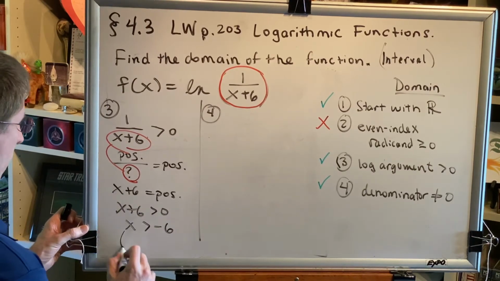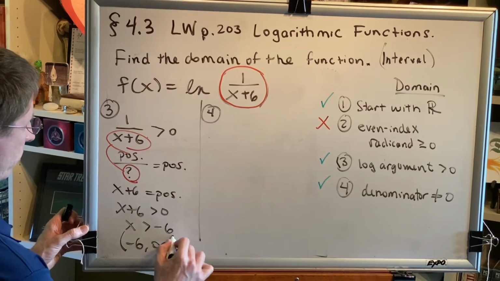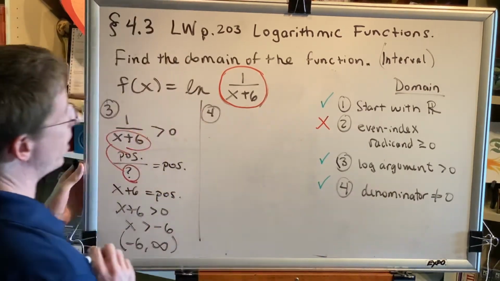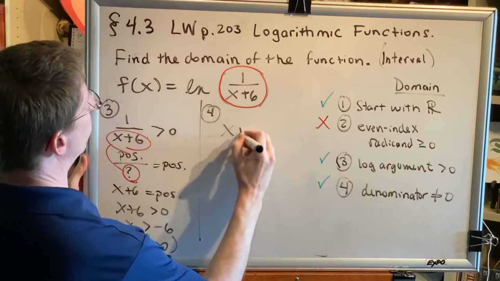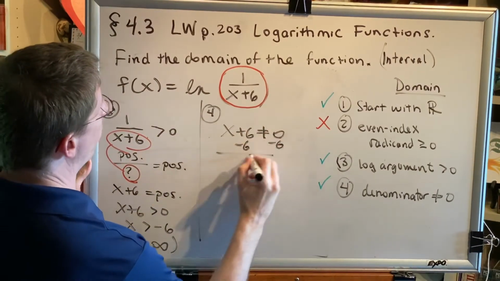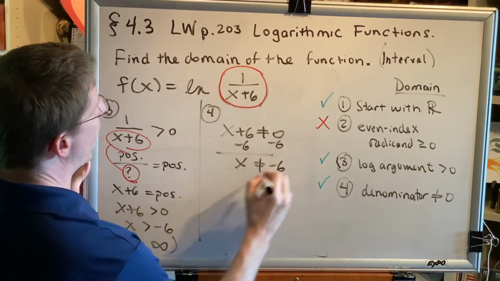So at the end of step 3, my interval looks like this. Parenthesis, negative 6, comma, infinity, parenthesis. But we have to now move on to step 4. Step 4 says denominators not equal to 0. So we get x plus 6 not equal to 0. Subtracting 6 on both sides, we get x not equal to negative 6.